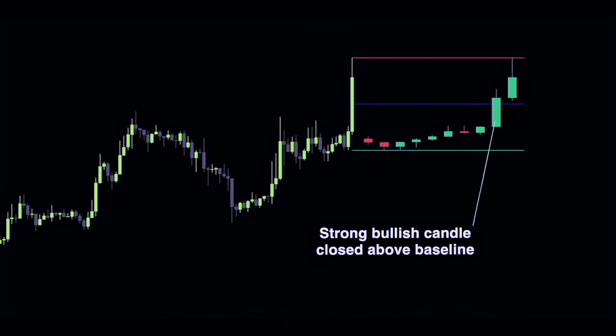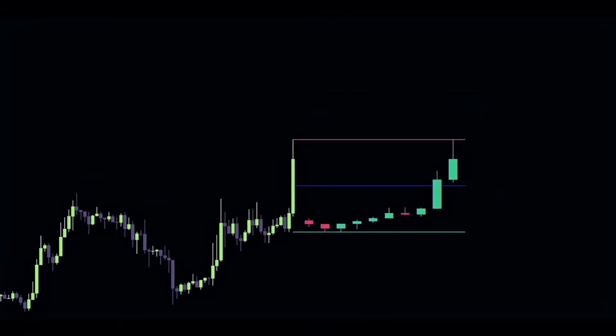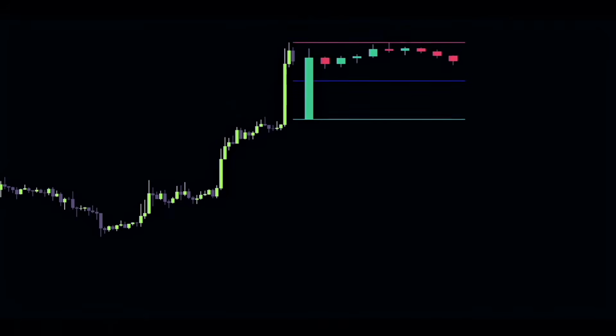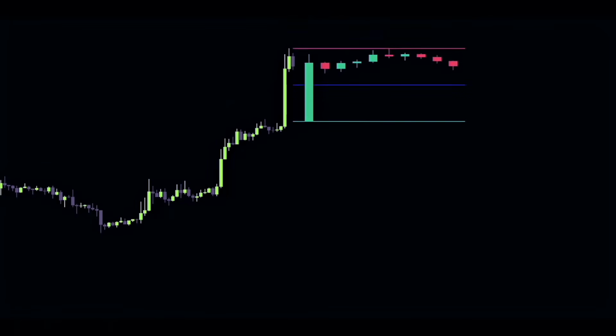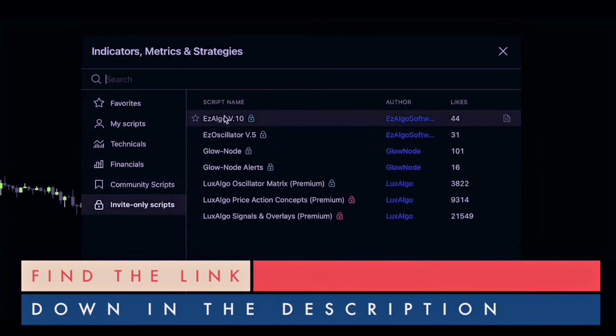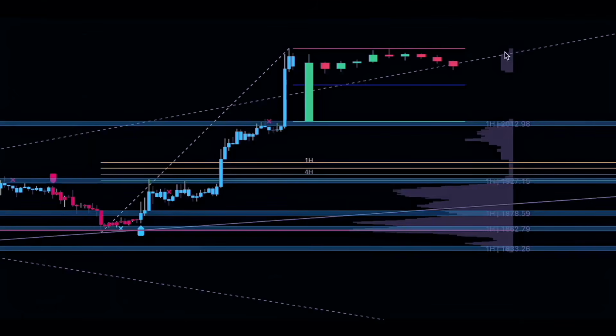Of course, it's never wise to rely solely on one indicator for your trades. Think of this as just another confirmation tool to add to your arsenal. What I like to do is to combine it with Easy Algo B10, which has been extremely reliable for countless traders. Unlike basic indicators like RSI or moving averages, Easy Algo comes with some unique features.